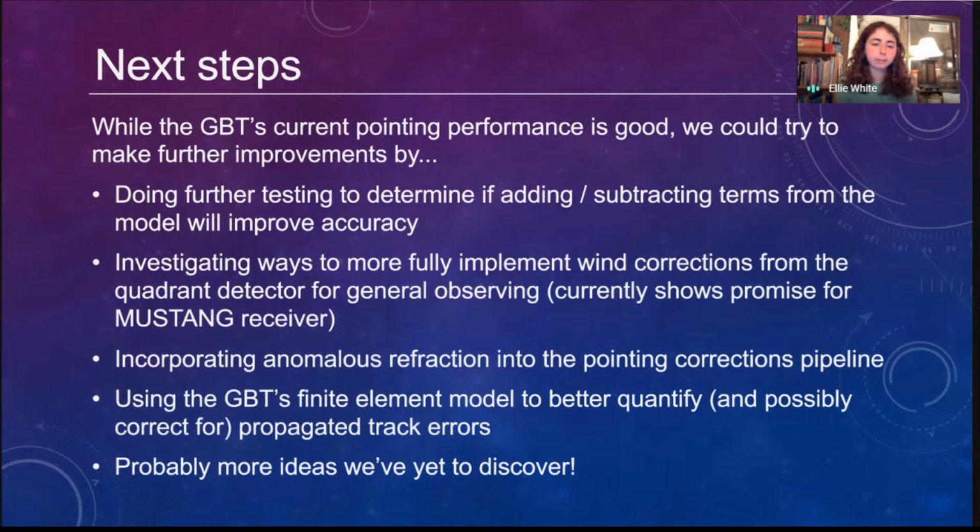Another thing we could look at is incorporating anomalous refraction into the pointing corrections pipeline. We didn't talk about it in the earlier presentation, but it's basically more local refraction effects that a lot of observatories correct for, which could lead to some improvement. Another thing we could try is better quantifying some track errors and how they propagate into the rest of the system. And of course, there are probably a lot of ideas that we have not even thought of yet. That's always an exciting thing to think about.